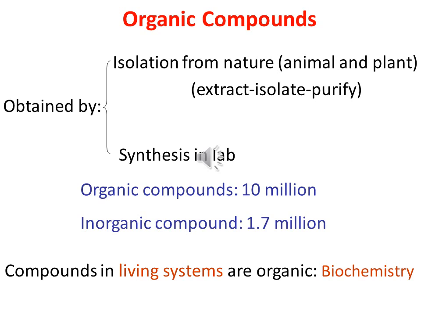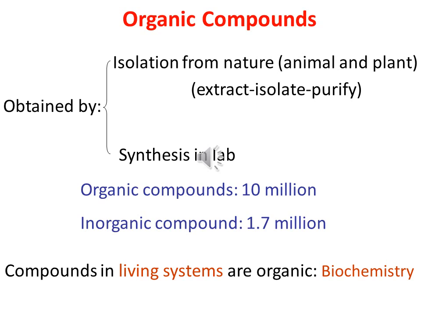Today, about 10 million organic compounds have been prepared or synthesized in the laboratory, whereas the inorganic compounds that have been isolated from the earth's crust are of 1.7 million different types. In biochemistry, compounds that are prepared or synthesized by living organisms are called organic compounds. However, according to organic chemistry, its definition is somewhat different.